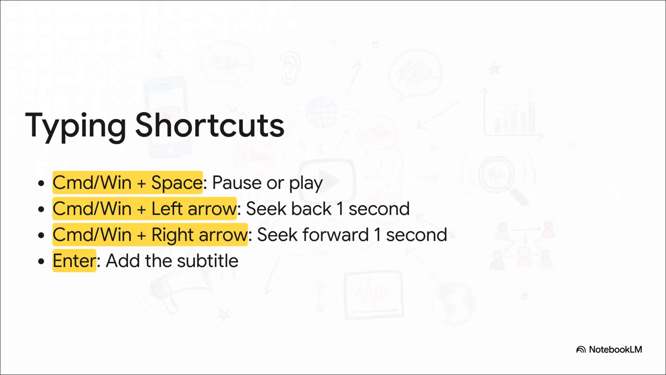If you do decide to type manually, you really don't want to be constantly reaching back and forth for your mouse just to pause and play the video. It's a nightmare. Thankfully, YouTube has these awesome built-in keyboard shortcuts. Using Command or Windows plus the spacebar to play and pause, or those same keys plus the left and right arrows to jump back and forth a second. Once you get that muscle memory down, it seriously speeds up the whole data entry process.